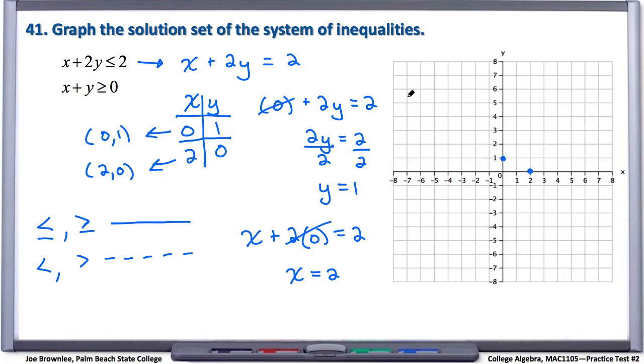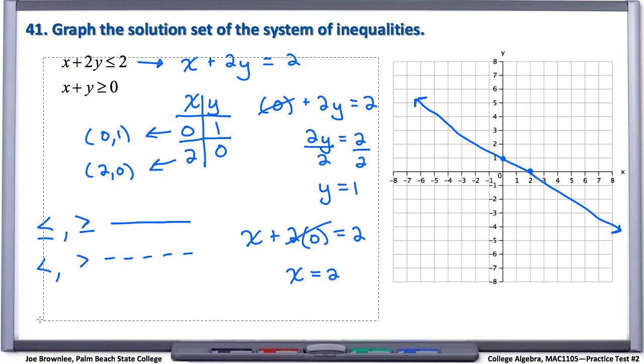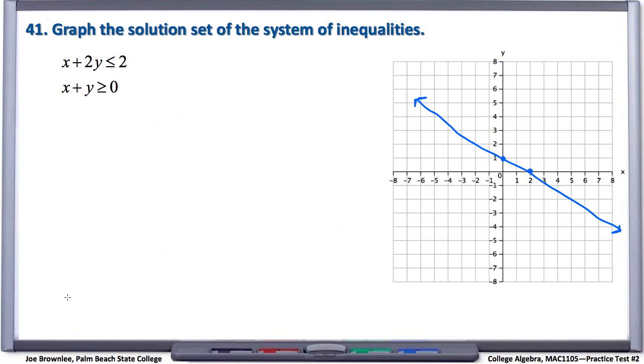Wow, that was bad. All right, you guys know by now that I'm not very good at connecting points freehand. All right, so that's going to have to do. And now with inequalities, we know that we have to determine, based on a test point, whether or not to shade above the line or below the line.